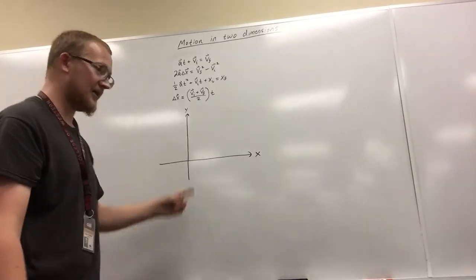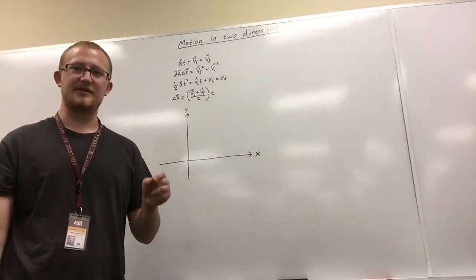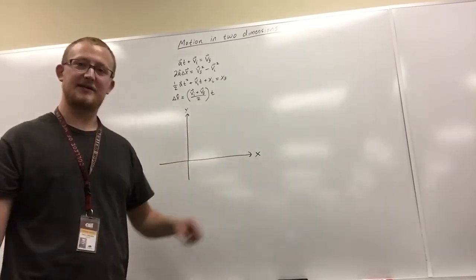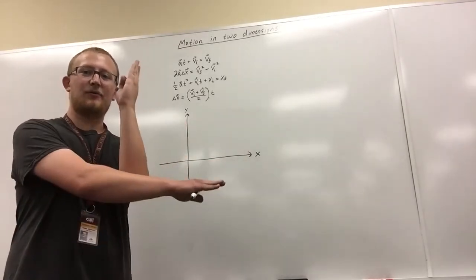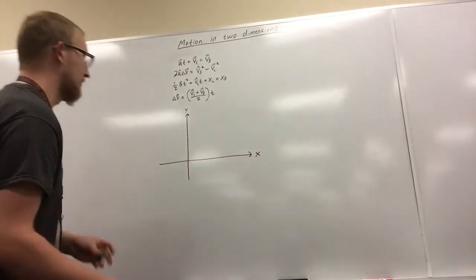Well, now we have 2 number lines, and the most important thing to remember in motion in 2 dimensions is that you cannot add y components with x components. You cannot add orthogonal quantities or orthogonal vectors.